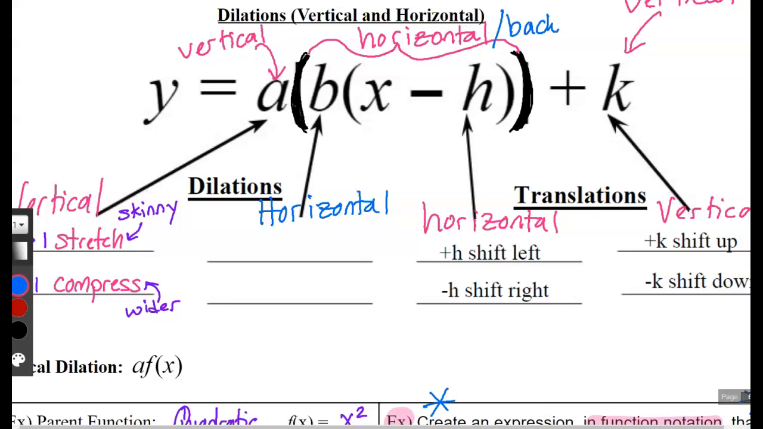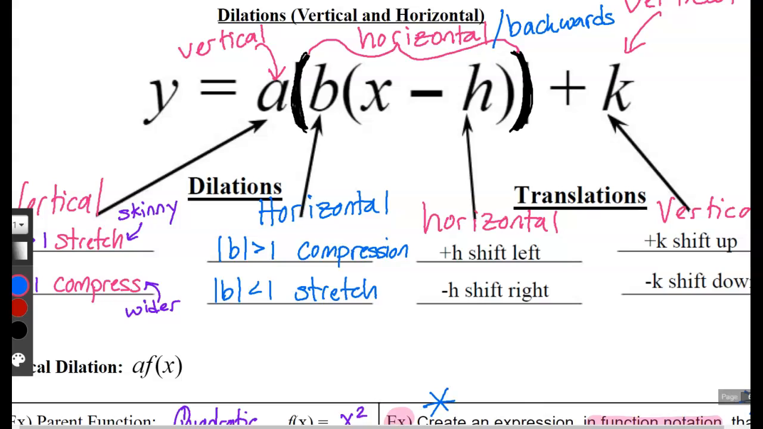Backwards. Yes, backwards from what you think. So knowing that B also is going to behave backwards from what you think, if B is bigger than 1, do you think that's a stretch or compression? It's a compression because it's backwards from what you would think. And if B is less than 1, therefore, what is it? It's a stretch.